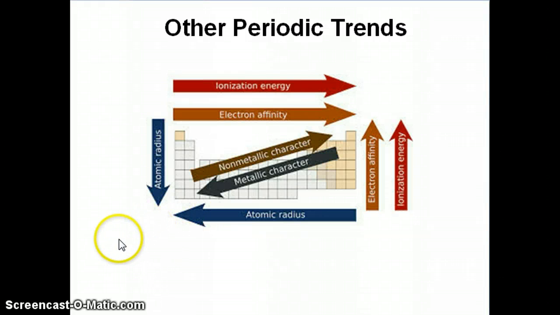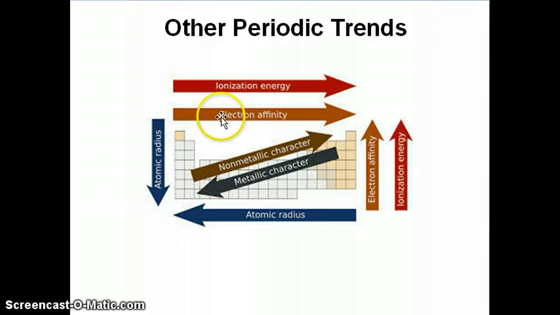Hi everyone. Now that we've finished talking about the trend in ionization energy and the explanation for that trend, as well as the explanation for a couple of the exceptions in the trend, I want to quickly talk about the other trends we observe in the periodic table. These are trends in electron affinity, which is increasing from left to right and from bottom to top. But electron affinity, as you'll see in a second, is actually defined as an exothermic reaction.